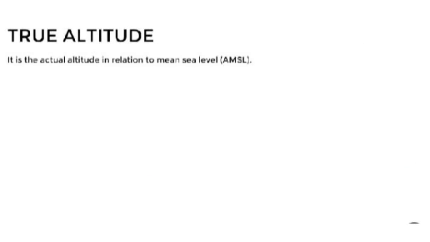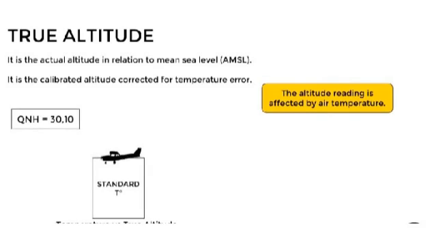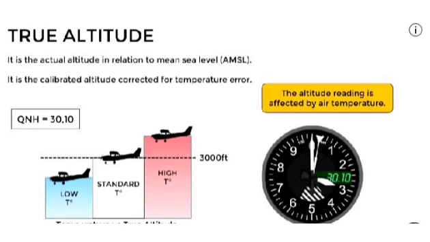As its name suggests, it is the actual altitude in relation to mean sea level. And in theory, it is obtained correcting the calibrated altitude for temperature error. And as we just said, the altitude reading is affected by the temperature of the air. For example, if an aircraft is flying under standard temperature conditions with the current QNH of 30.10 adjusted on the altimeter, it will indicate the true altitude. However, if the temperature is lower than standard, even using the correct QNH, the true altitude will be lower than the indicated altitude. Otherwise, if the temperature is higher than standard, the true altitude will be higher than the indicated altitude.